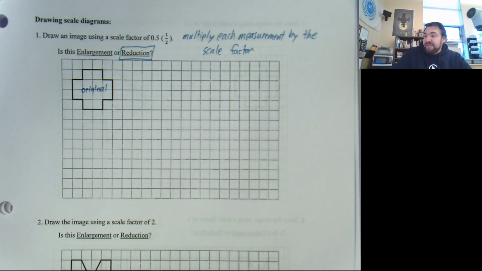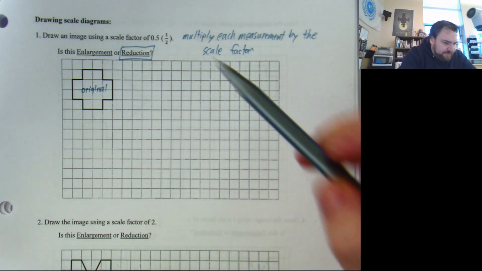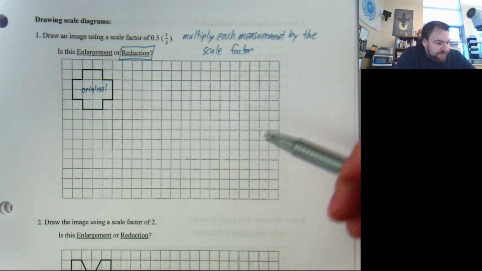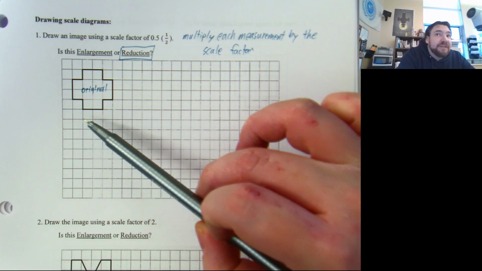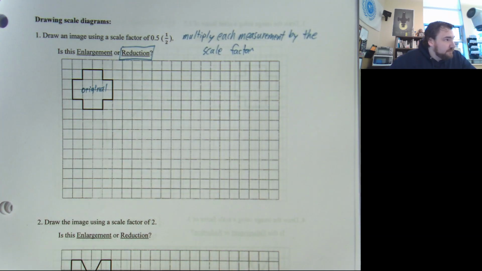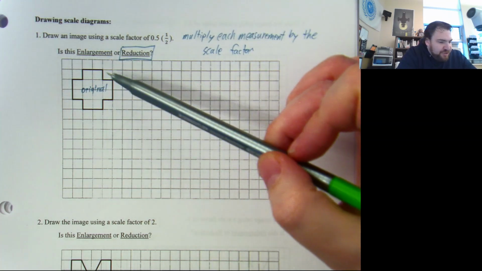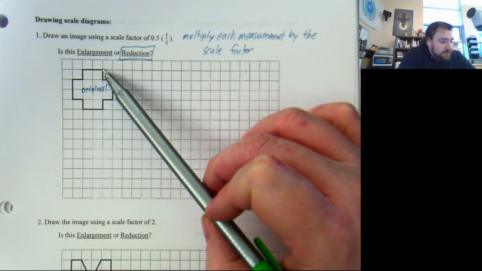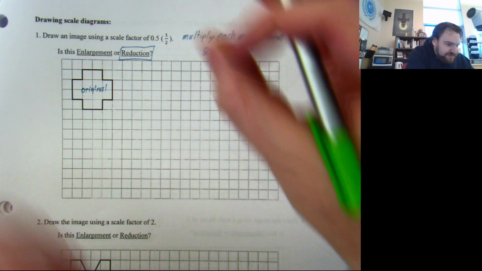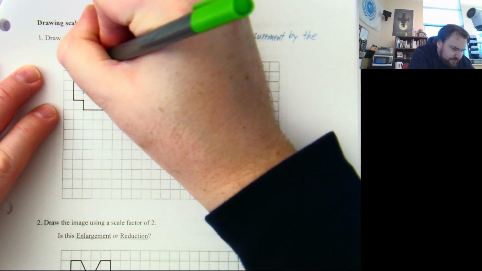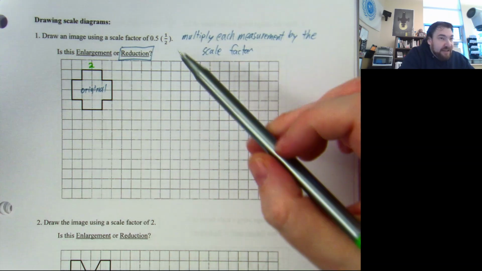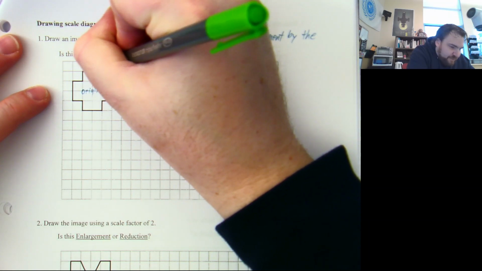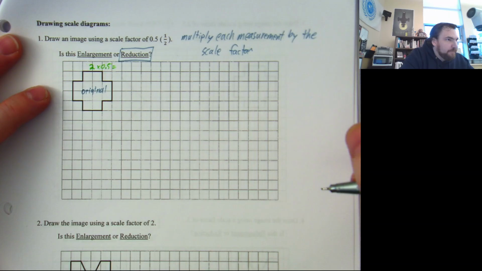So if we're going to redraw this thing, make it half as big, let's start with, I don't care what side we'd start with. Someone pick a side to start with in this object here. The top side, okay. So this top side is 2 units long. So if this side here is 2 units, and I want to scale it to be half as big, 2 times 0.5 is what? Or what's half of 2?